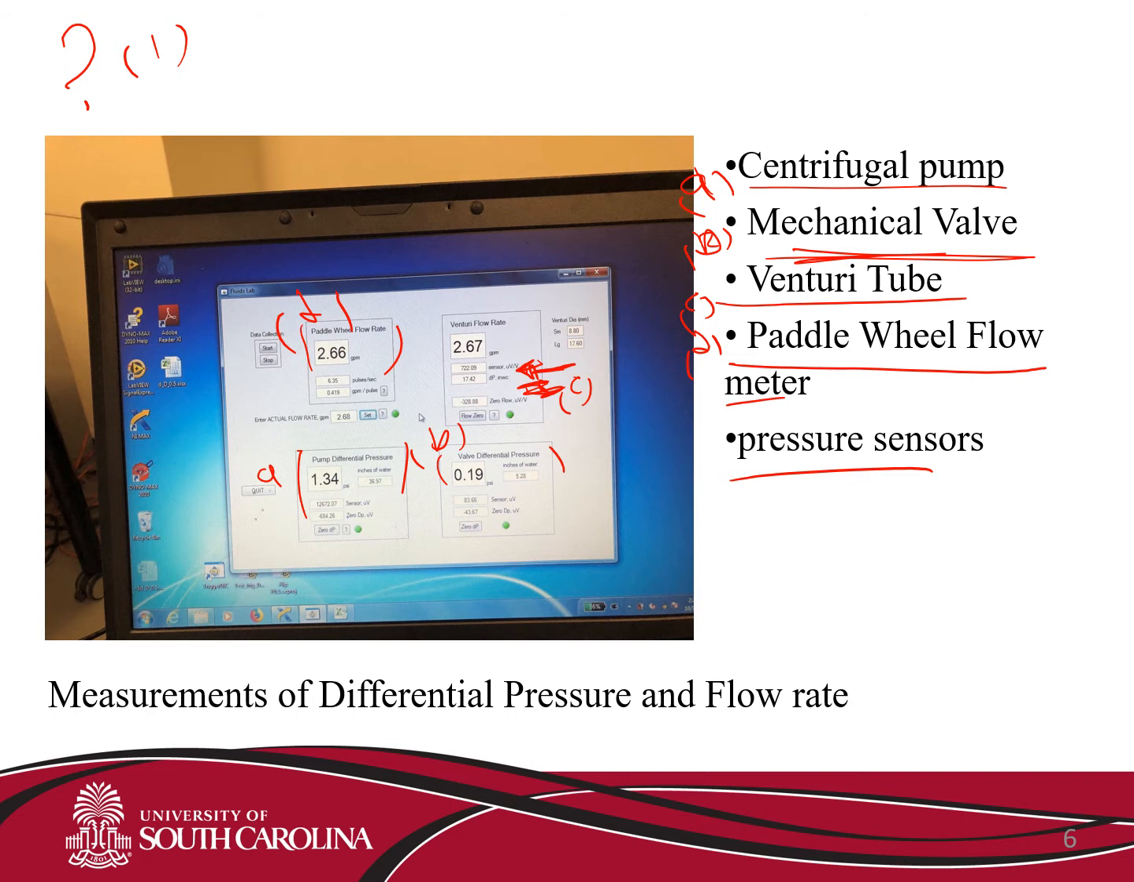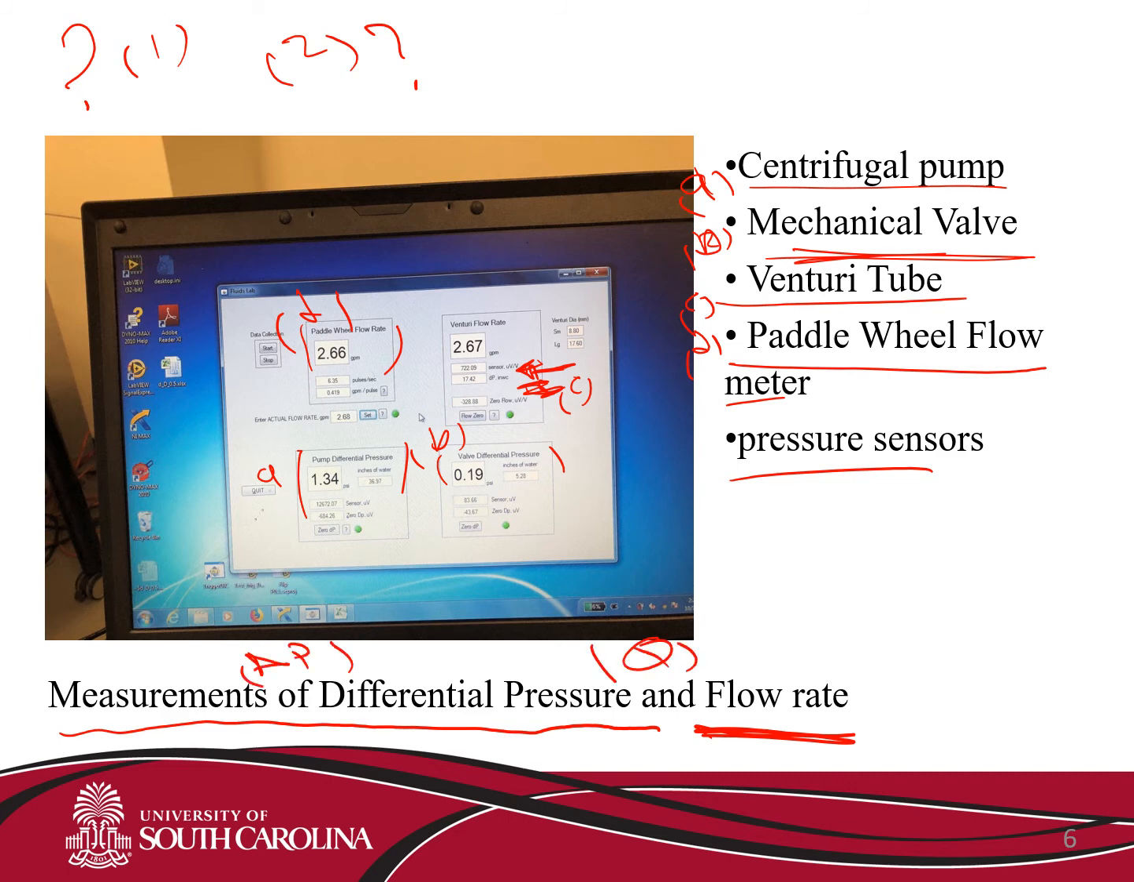So question number 2: what are the quantities that need to be measured? What's the quantity that we measure in this lab? Measurement of differential pressure and flow rate. Differential pressure and flow rate. Make sure you remember these very important 2 questions.